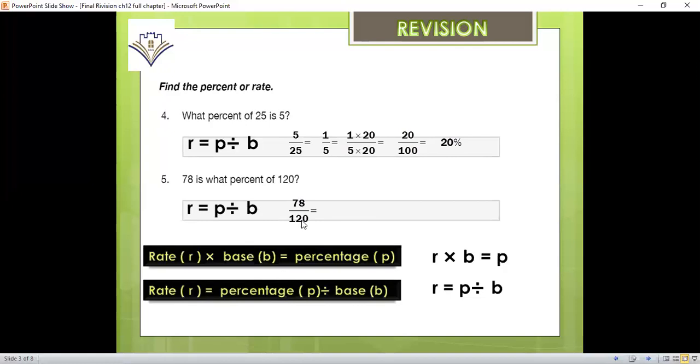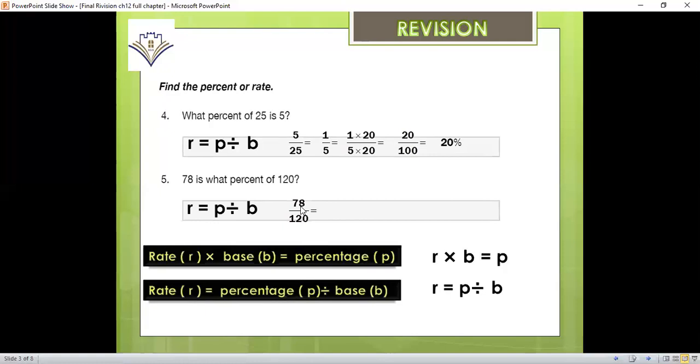Both of them here are divisible by 2. Yes, what else? Divisible by 3. Why? Because 1 plus 2 is equal to 3, 3 plus 0 equals 3, and 3 is divisible by 3. 7 plus 8 equals 15, and 15 is also divisible by 3. Now the greatest common factor here is, yes, okay.